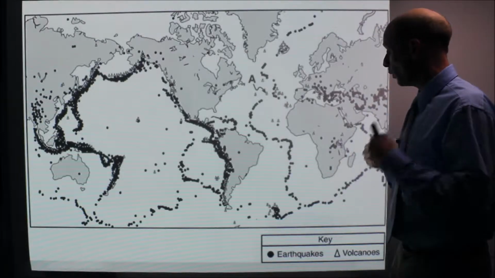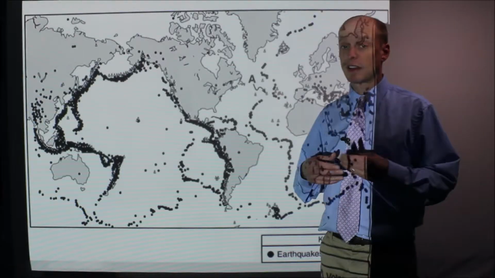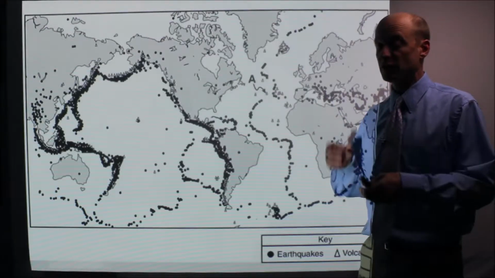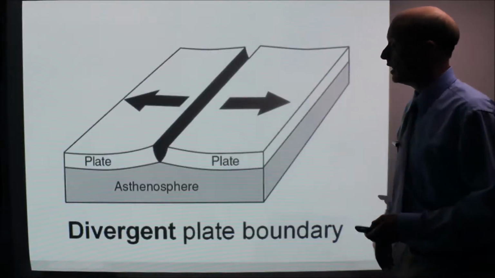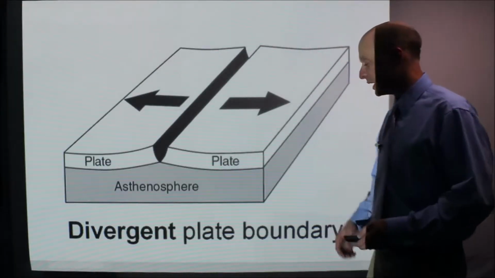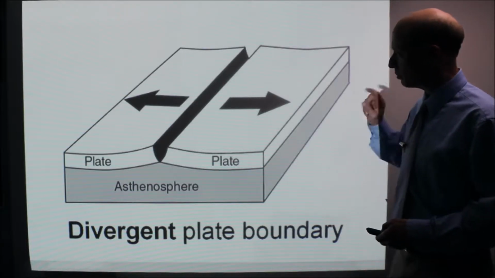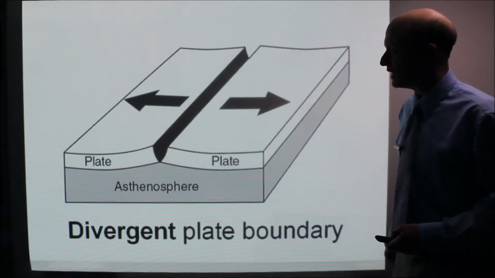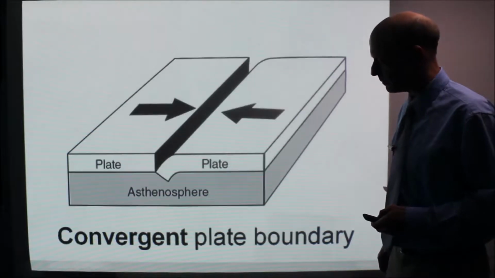So if you want to predict where there's going to be an earthquake or a volcano, you really want to find the plate boundaries. That's important to know. Let's look at the three different types of plate boundaries. Divergent plate boundary, the plates moving apart as shown with the arrows. Make sure you know that term.